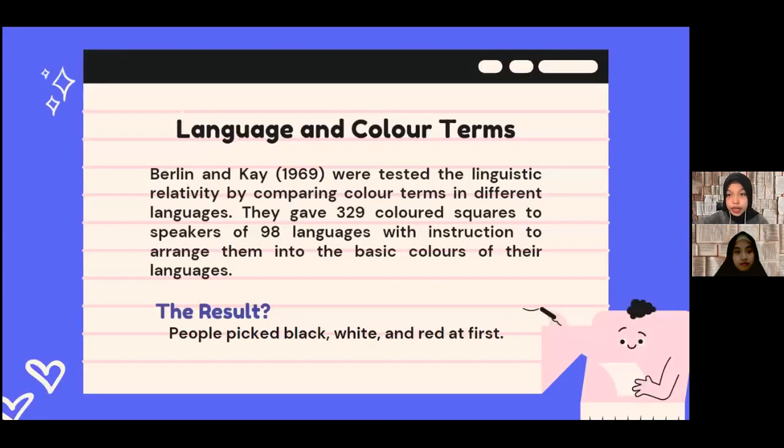Language and color terms. Berlin and Kay, 1969, tested linguistic relativity by comparing color terms in different languages. They gave 329 color squares to speakers of 98 languages with instructions to arrange them into the basic colors of their language. And the result is that people pick black, white, and red at first.